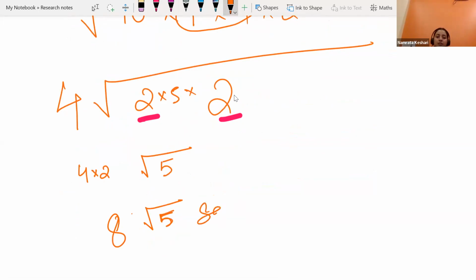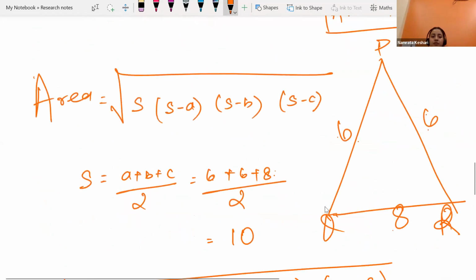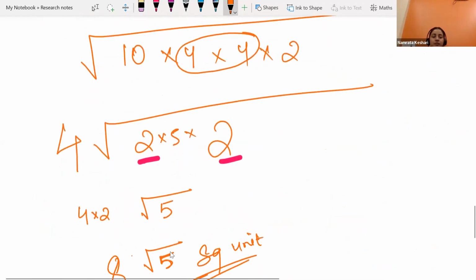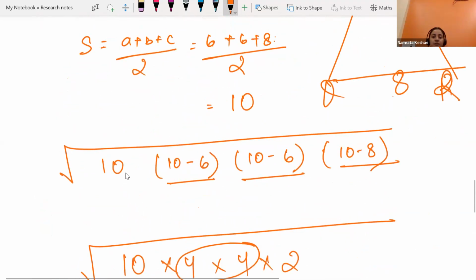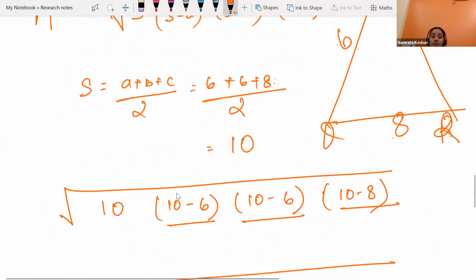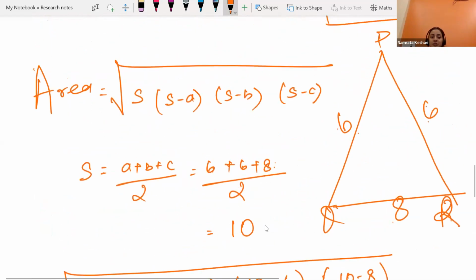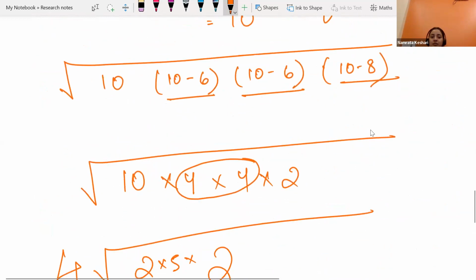Let's check the previous answer. We were having something like this only, or what? Wait. Ma'am, we were having a different answer, I think so. Just a moment. We must get the same. Okay, we must get the same. You check the calculation first. 10 minus 6 is 4, 10 minus 6 is 4, and 10 minus 8 is 2.